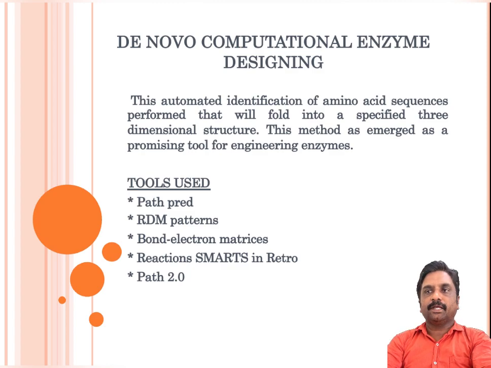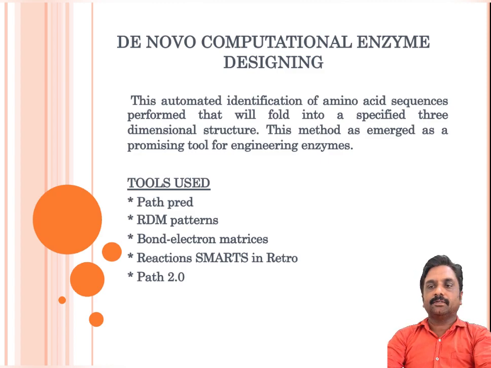The second will be de novo computational enzyme designing. It is an automated identification of amino acid sequence performed that will fold into specified three-dimensional structures. It is a method emerged as a promising tool for engineering enzymes. The following tools are used: Path-pred, RDM pattern, bond electron matrix, reaction SMARTS in Retro Path 2.0.